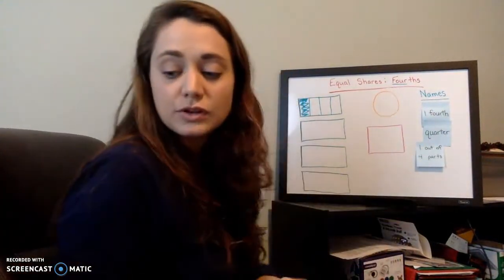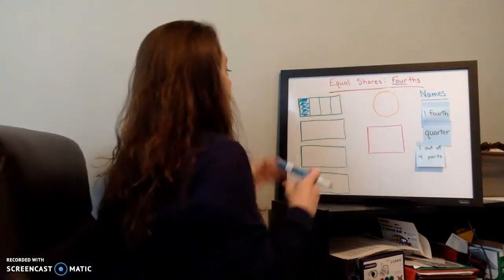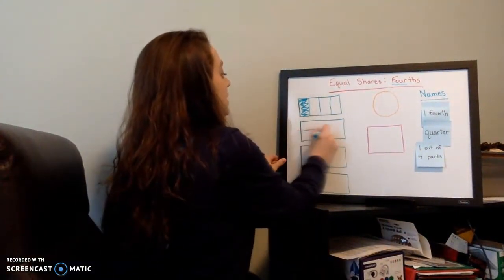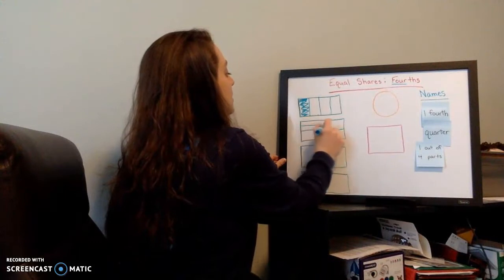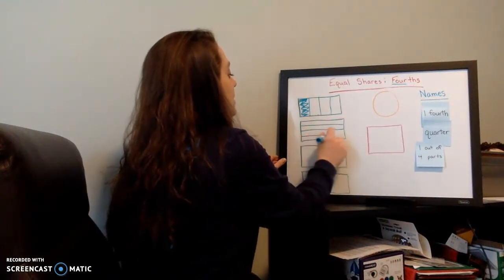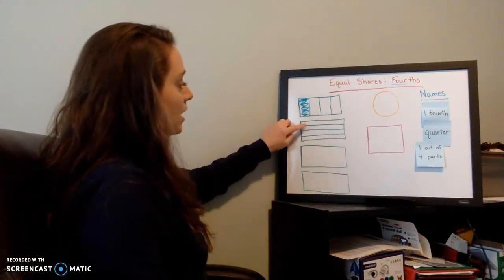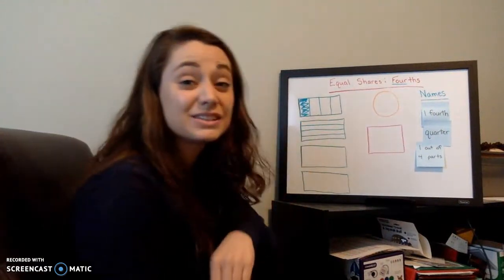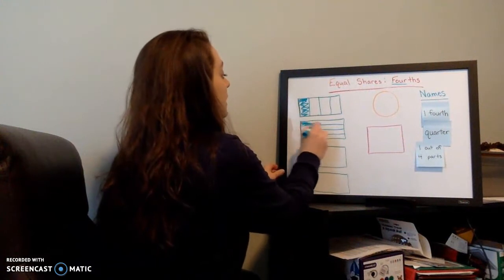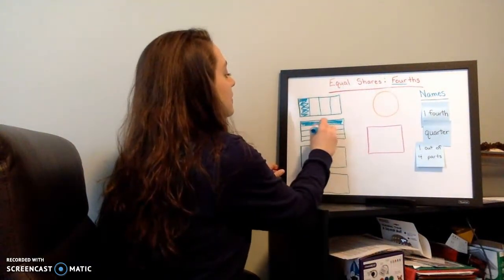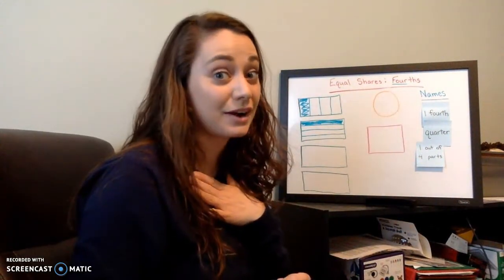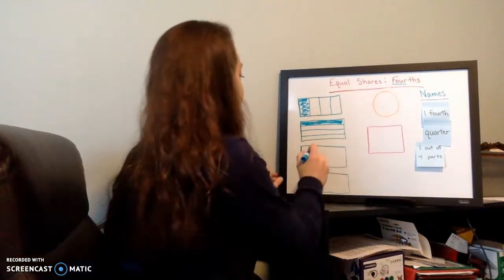So real quick, let me show you some other ways I might split that cracker up for my friends and I to share. Maybe I draw my line this way. And if I count 1, 2, 3, 4, I still split it into 4 equal pieces. So this one right here, maybe the top one, that's going to be my fourth of the cracker. Okay, let me show you another way.